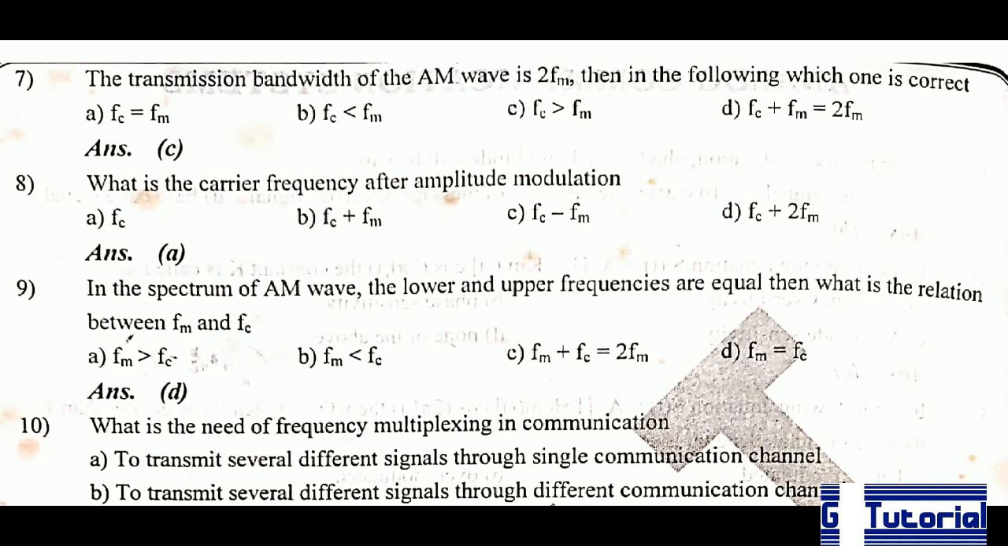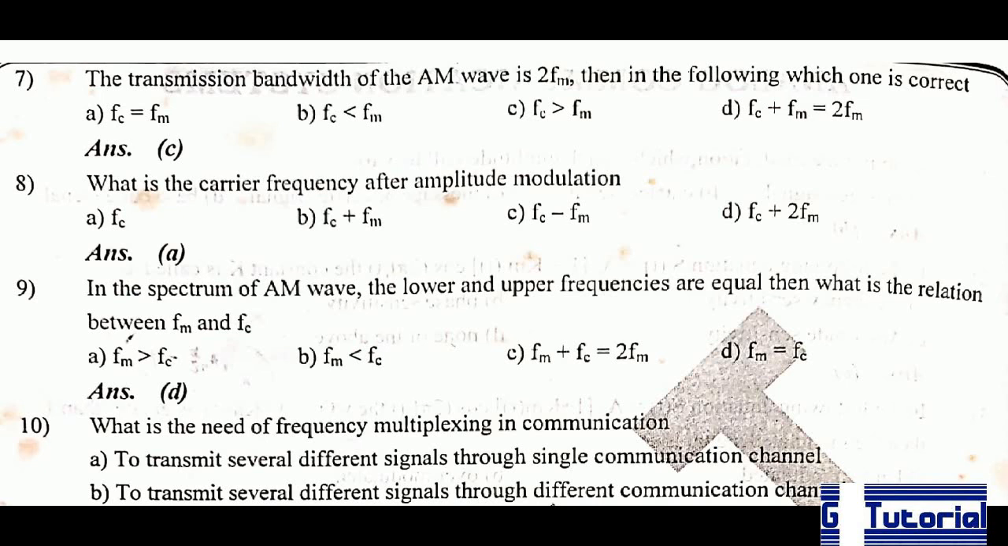Next question. What is the carrier frequency after modulation? The carrier frequency does not have any change after amplitude modulation. It is only the amplitude of the carrier which is changing. So after amplitude modulation, the carrier frequency is Fc itself. So Fc is the answer.